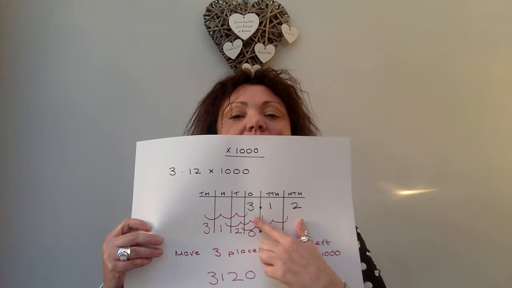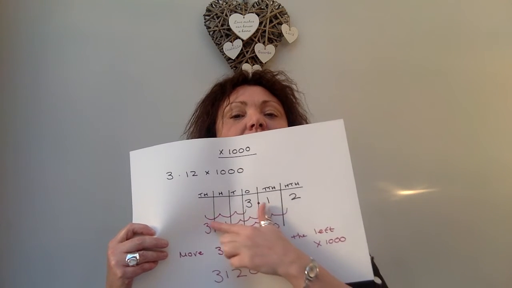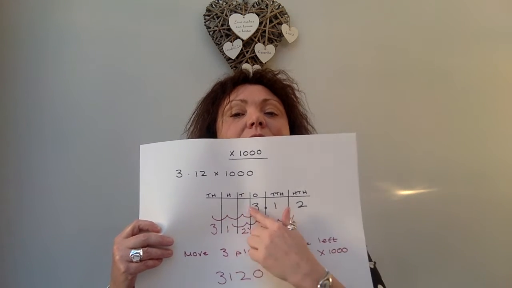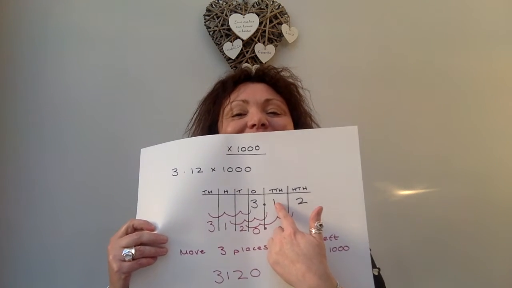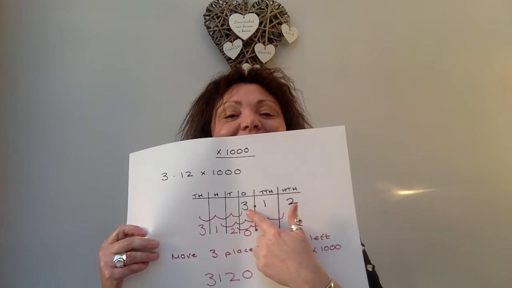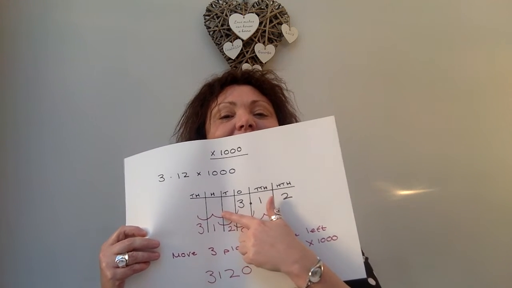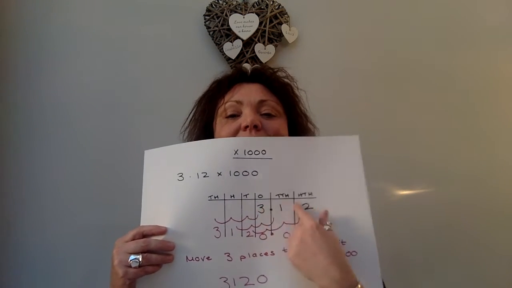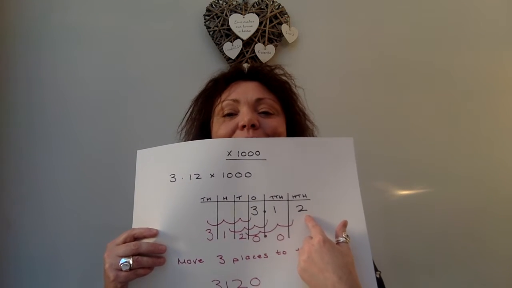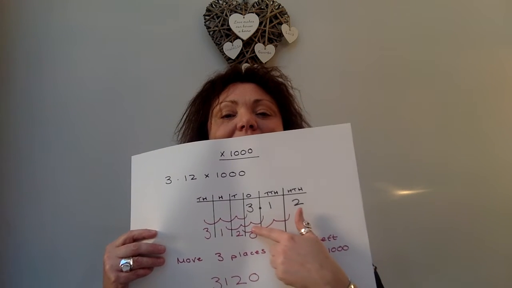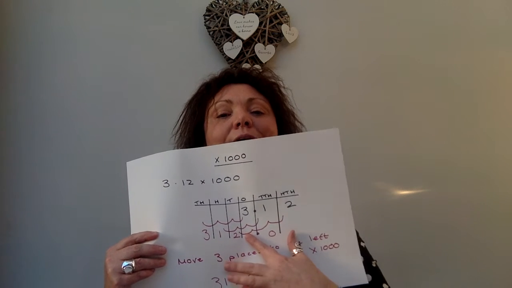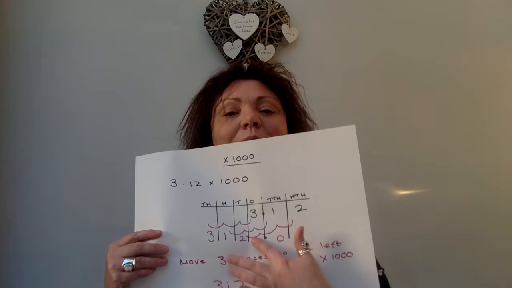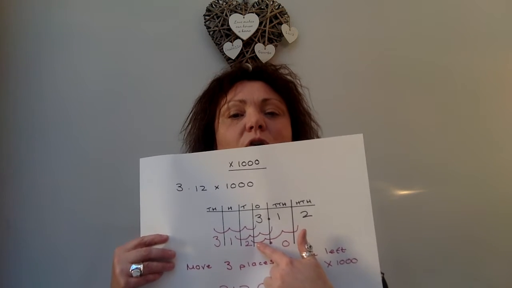So we take that 3 and we are going to move it 3 places to the thousandths column. Then we are going to the tenths column, and then we're going to move it 3 places to the hundredth column, okay? Then we get the 2, and we're going to move it 3 places to the tens column. So we've moved that over, but we haven't got anything in the ones column.